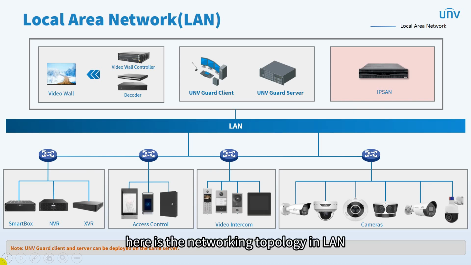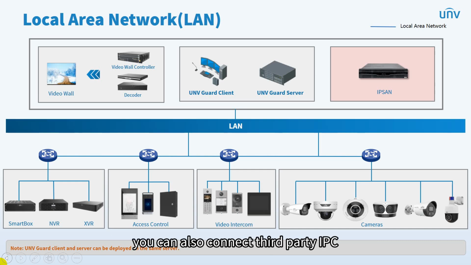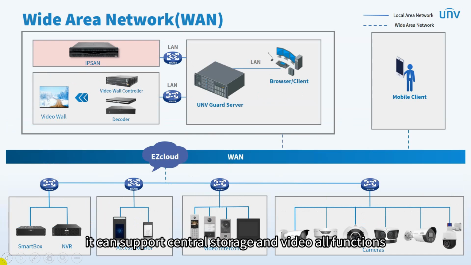Here is the networking topology in LAN. UNV Guard can manage IPC, NVR, and it can connect intelligent NVR and ABOX for intelligent functions. You can also connect third-party IPC through UNV protocol. UNV Guard can manage access control and video intercom devices, and it also supports third-party alarm and access devices. To know more about third-party alarm and access devices that can be connected, we can send you an Excel file. It can support central storage and video wall functions, and you have to purchase modules for these two functions.